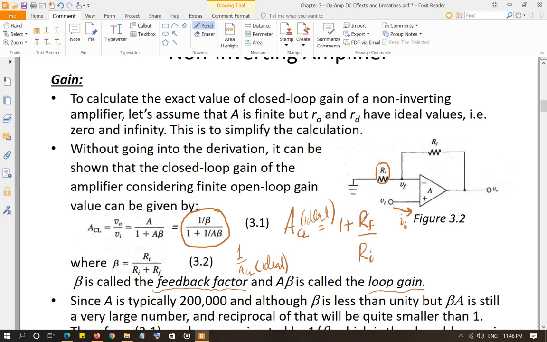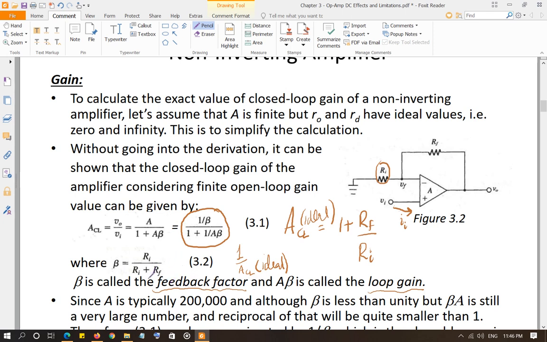Let's say your ideal gain is 11, so of course Rf over Ri is going to be 10. Rf can be 1k and Ri 100 ohm, or Rf can be 10k and Ri 1 kilo ohm, whatever. In that case, beta is going to be 0.1. If your gain is 100 plus 1, 101, then beta is going to be 0.01. So the beta value is going to be 0.1, 0.01, 0.05, whatever. It's not going to be extremely small, you know, nano or micro.